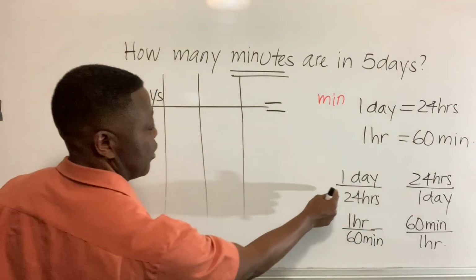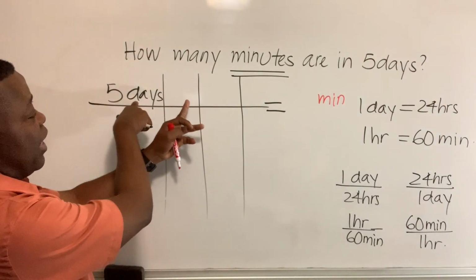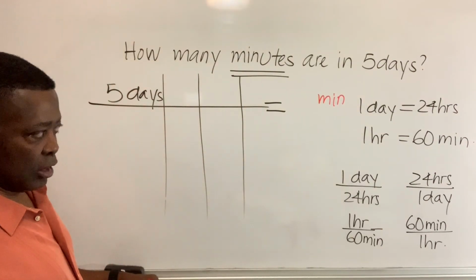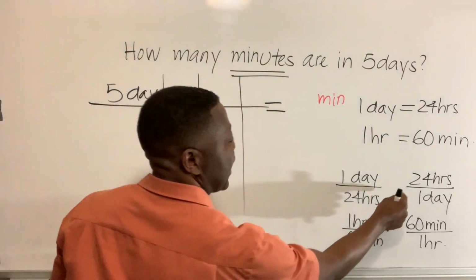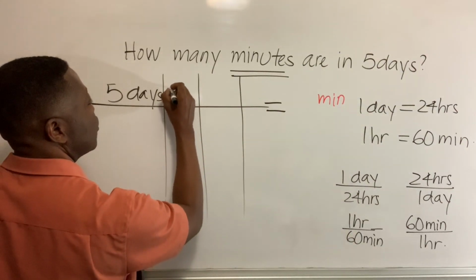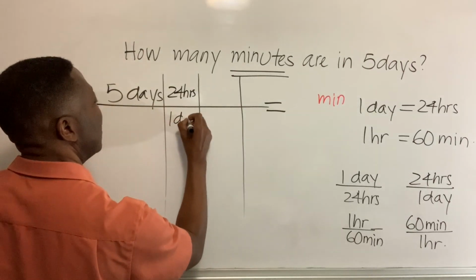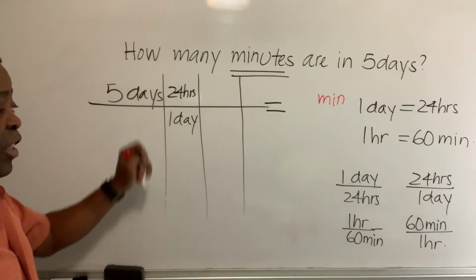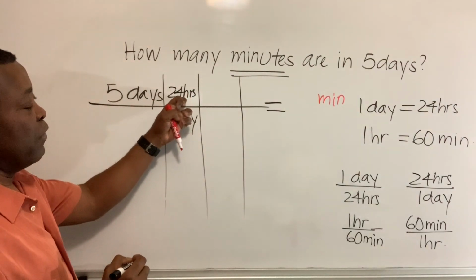Which one do I use? Do I use this one? If I use this one, I have day on top again. This one will give you 1 day over 24 hours. This tells you that if you want to cancel day, you cannot use this one. You have to use the second ratio. So I use 24 hours over 1 day. Remember, this is 1. I multiply 5 days by 1. I don't change anything. I know day will cancel day here. I'm going to be left with hours.